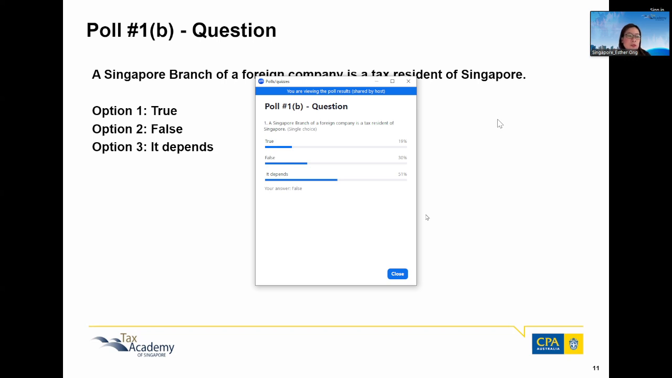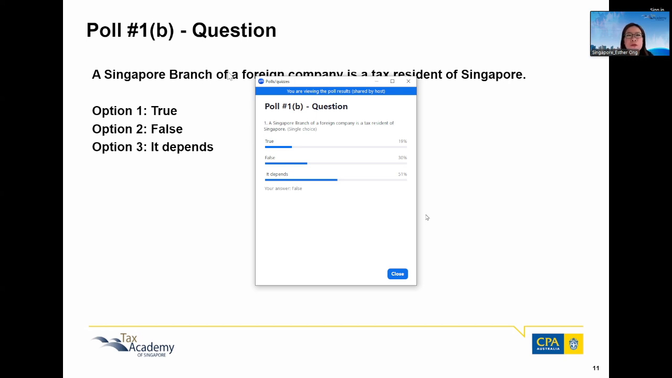So the answer should be option 3, it depends. As I explained just now, Singapore tax residency for a company depends on whether the control and management of the company is exercised in Singapore. And generally, we will look at where the board of directors meetings are held.